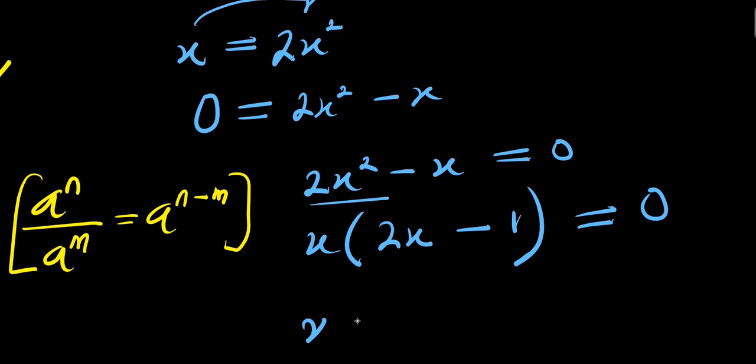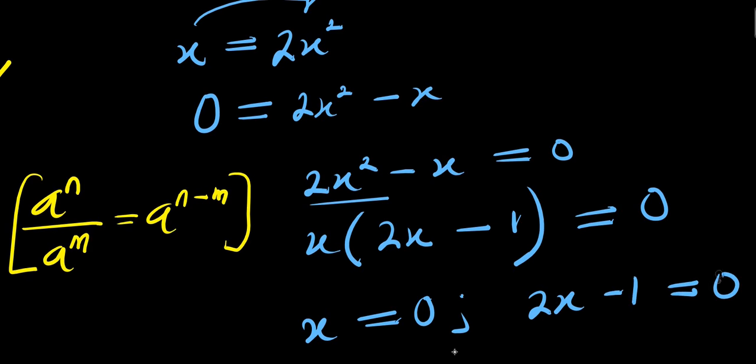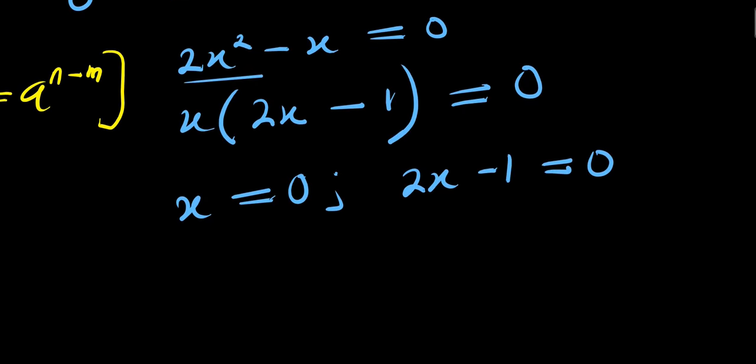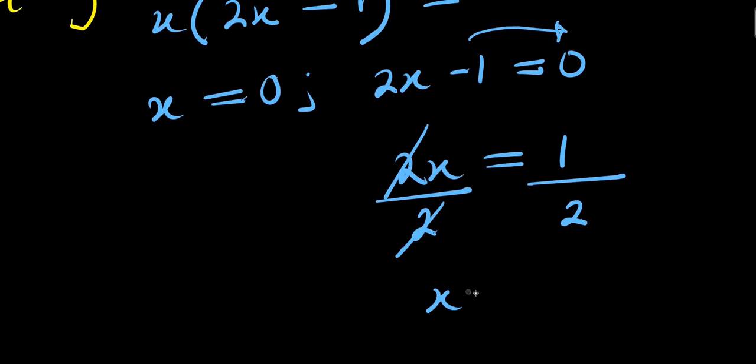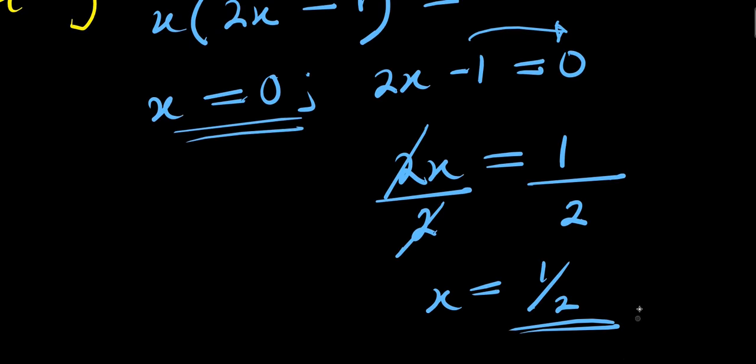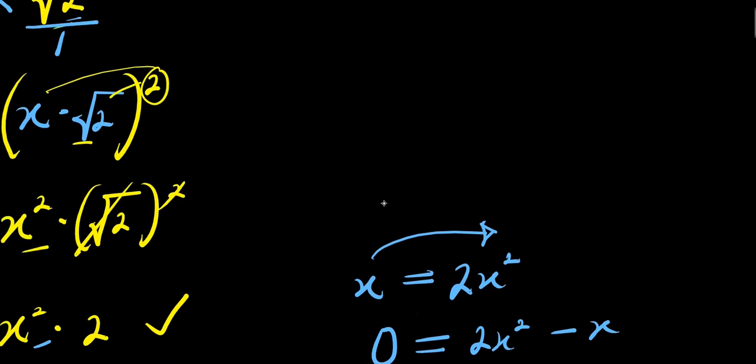So I can have x equals 0 or 2x minus 1 equals 0. So at this point, I move negative 1 here. I have 2x equals 1. So to solve for x, I divide this by 2, I divide this by 2. 2 cancels 2. I have x equals 1 over 2. So you have x equals 0 and x equals 1 over 2. Now this is one method of solving it.